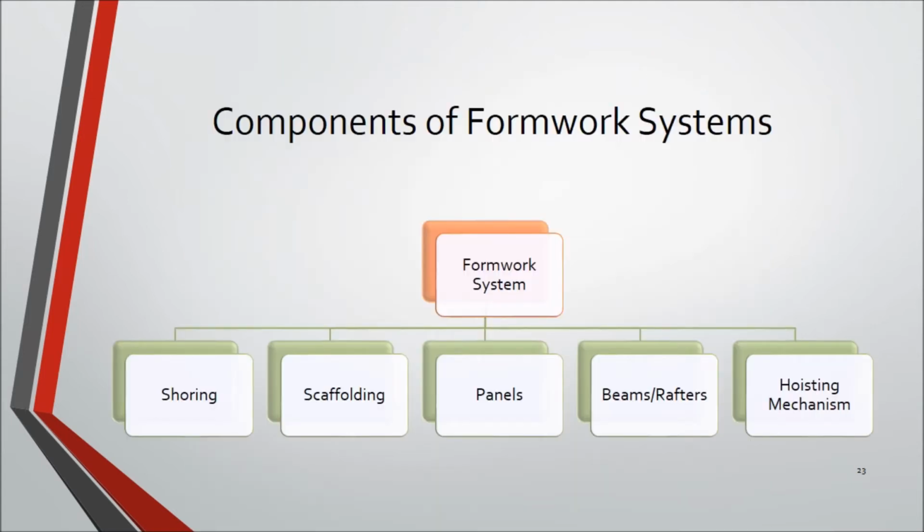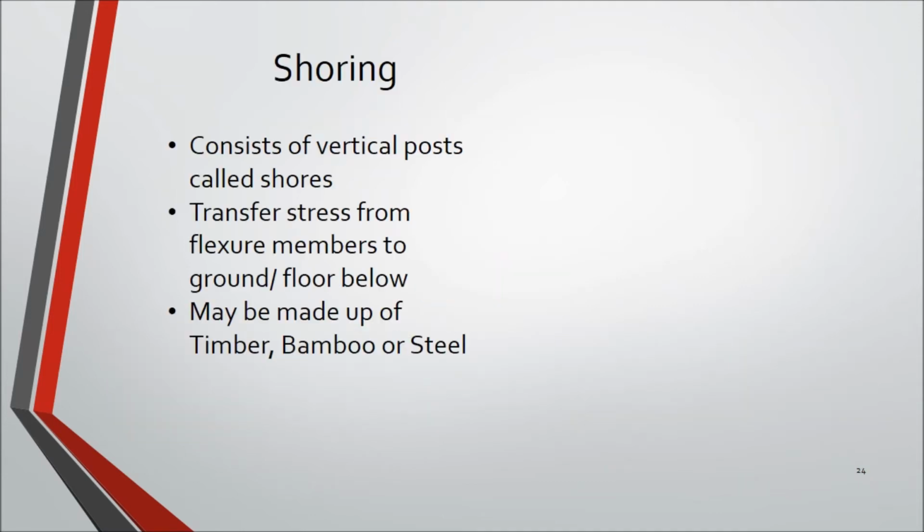The components of a formwork system are shoring, scaffolding, panels, beams and hoisting mechanism. Shores are members that support the concrete structures until they gain sufficient strength to become self-supporting. They transfer stress from flexure members to the ground floor below, and they may be made up of timber, bamboo or steel.